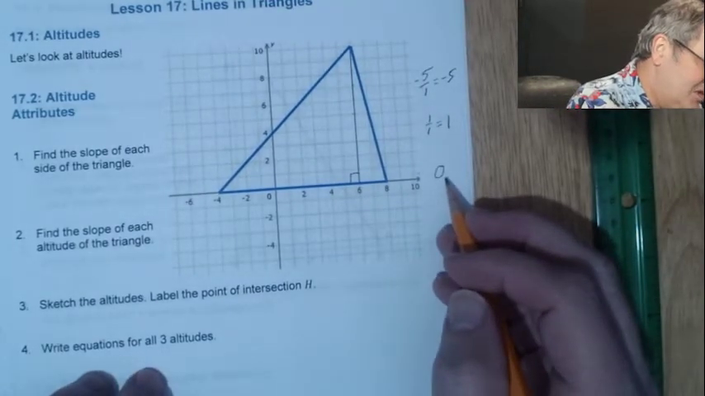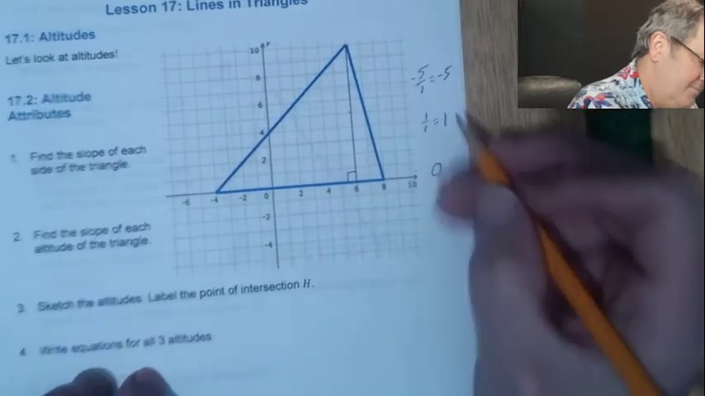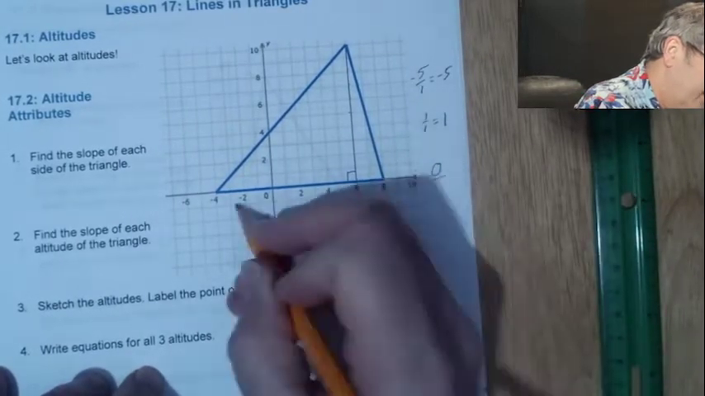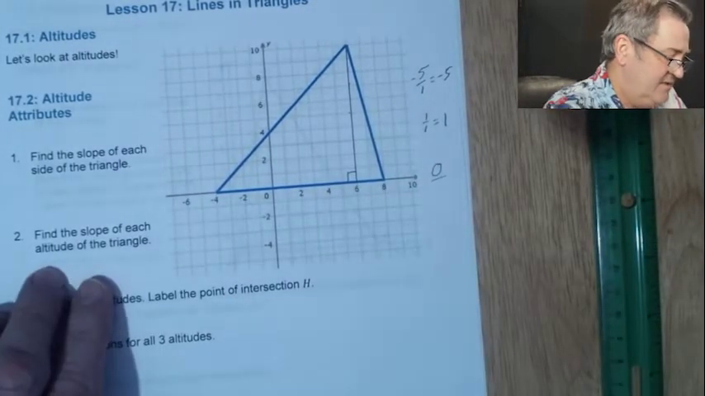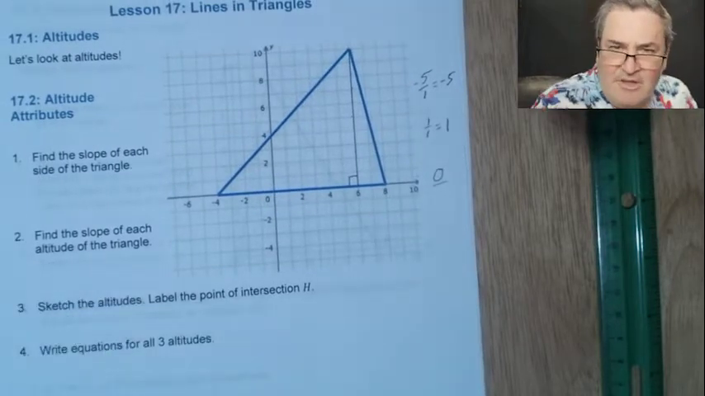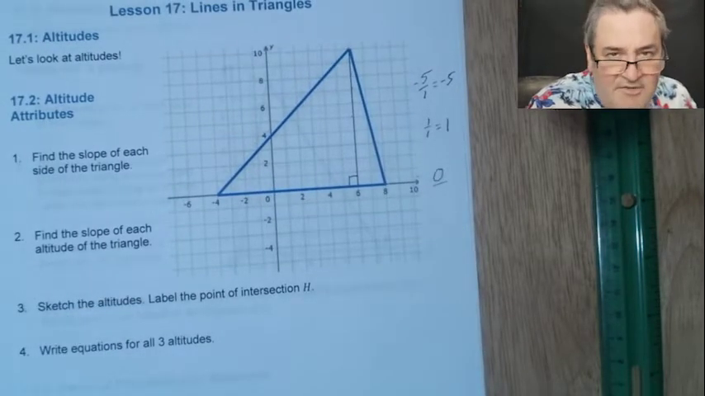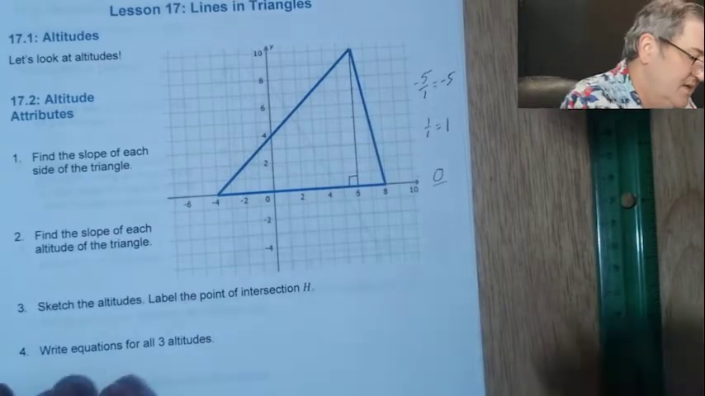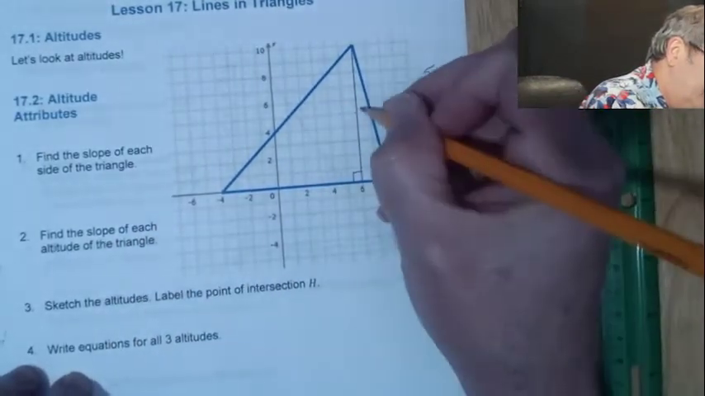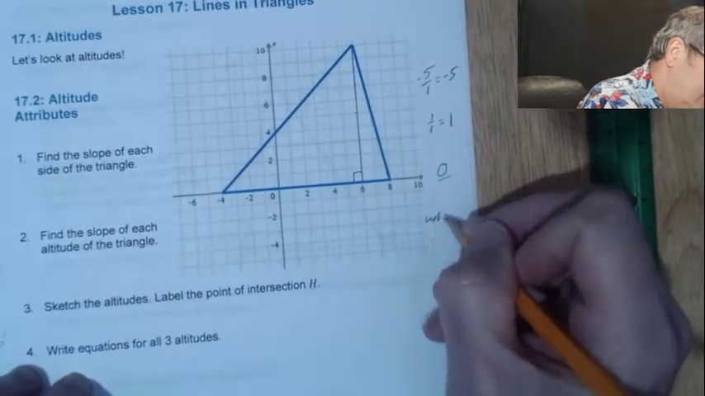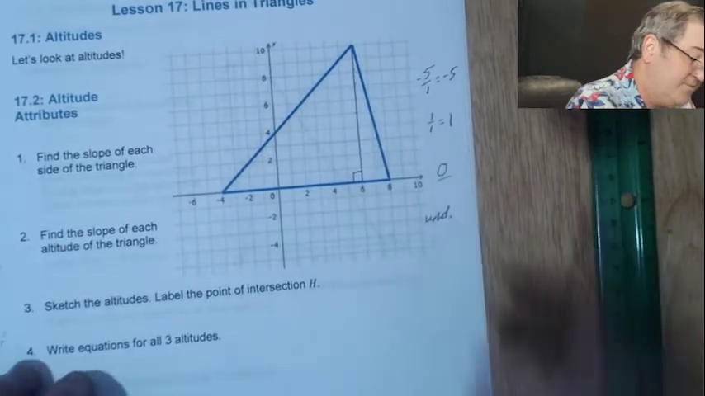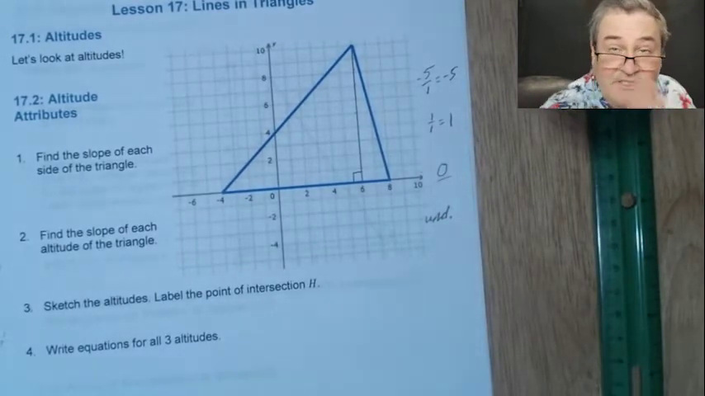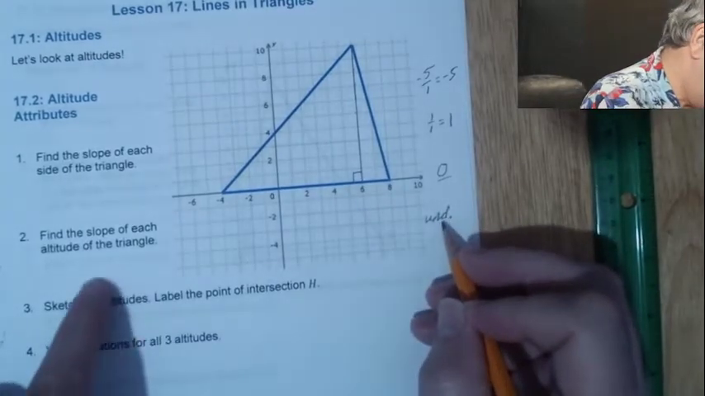Now that one's having a slope of 0. That would be 0 over whatever the run is. The slope of the perpendicular line would be undefined because we can't turn that upside down and divide by 0. So it would be undefined, because it's a straight up and down line. We don't have a slope. It's just going straight up and down.